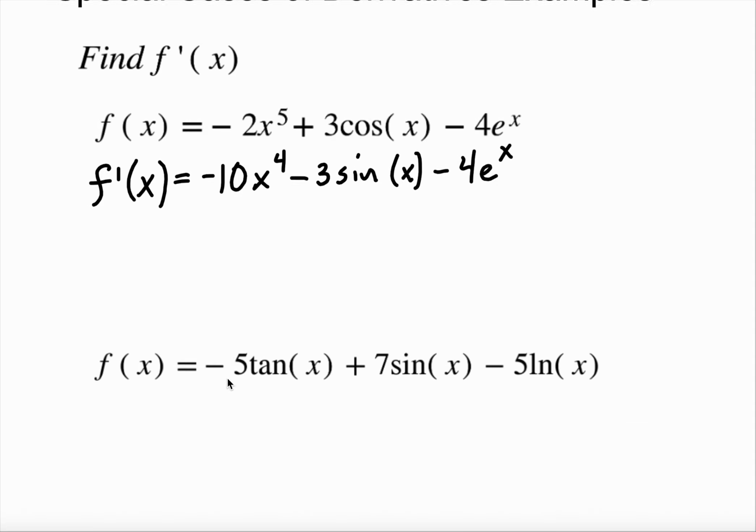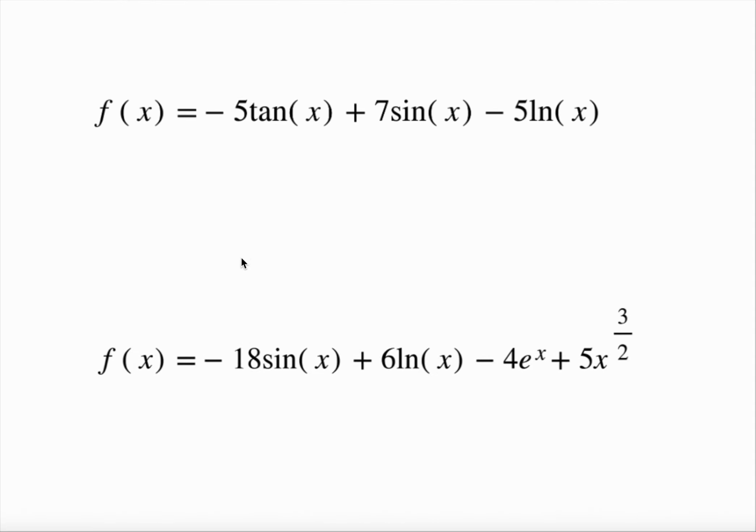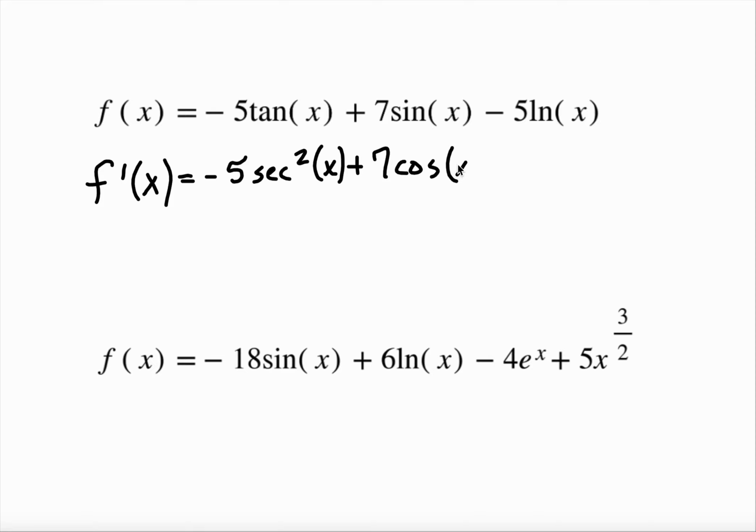Let's go on to the next one. So now we have three different special cases here, but like I said, we're going to treat each one individually and find our answer here. So if we want to find the derivative, this one is going to become the negative 5 does not change, and we're going to have secant squared x. And then remember, the derivative of sine is just cosine. There's no sign change. Positive or negative, it doesn't change.